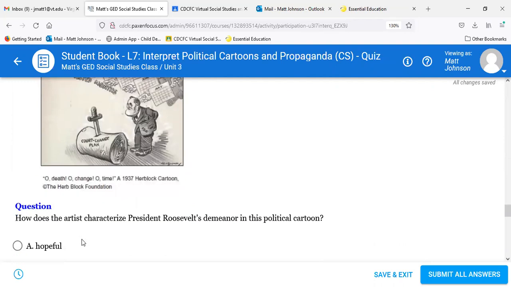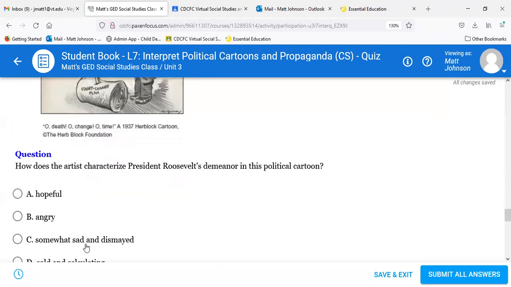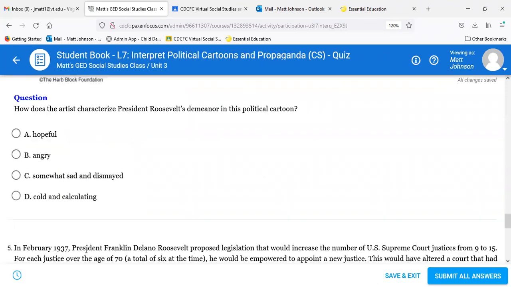So let's see, Mariama, let's go to you here. How does the artist characterize Roosevelt's demeanor in this political cartoon?